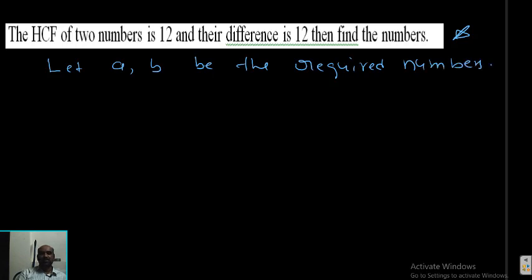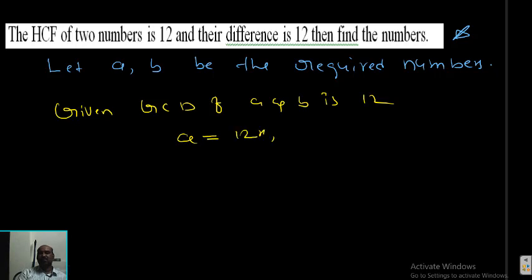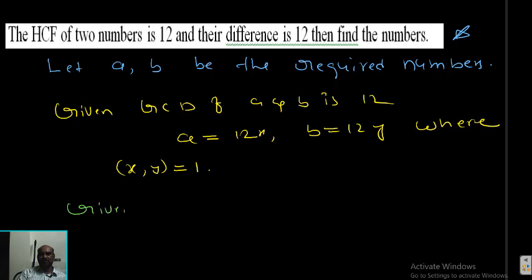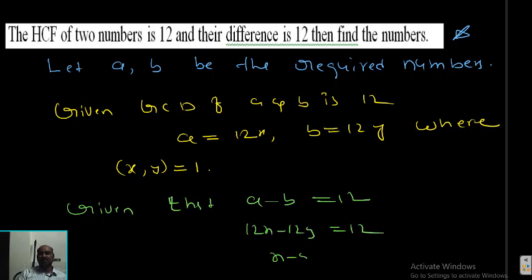So what is given? GCD of A and B is 12. What is the meaning of that? A should have the form 12x, B should have the form 12y, where x and y are coprimes. I can write GCD of x, y equals 1. Next thing, given that A minus B equal to 12. That means 12x minus 12y equal to 12, or x minus y equal to 1.